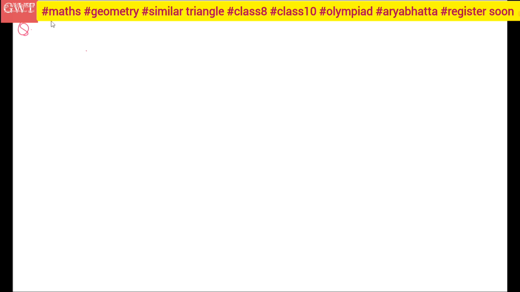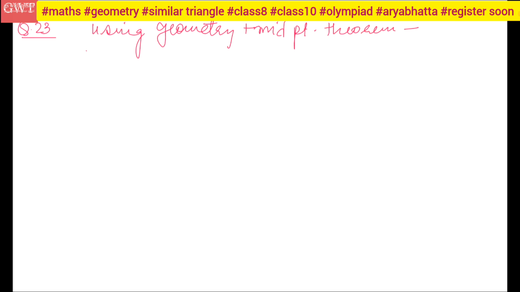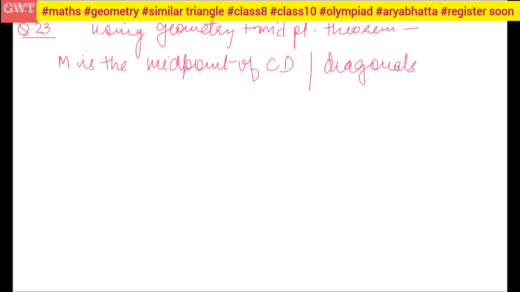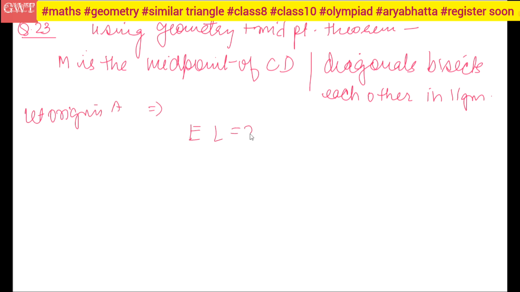Question number 23. I will say that using geometry and midpoint theorem. Right now we are using these two things continuously for so many questions. I will say that M is the midpoint of CD, and diagonals bisect each other in a parallelogram, because this is the property of the parallelogram. Now let origin be A, so I can easily say that EL is equal to 2BL, and they are asking this only to prove.